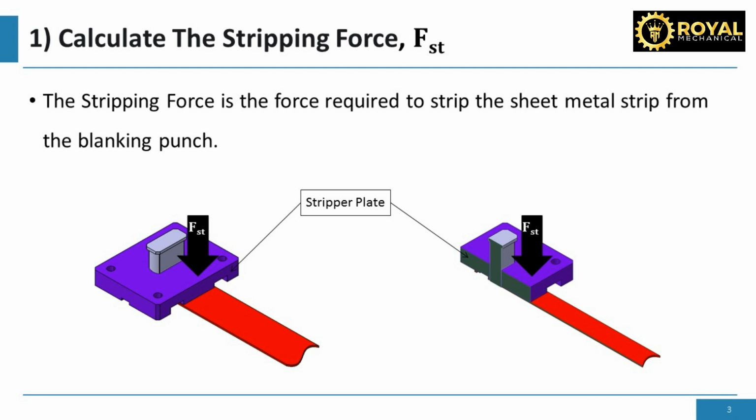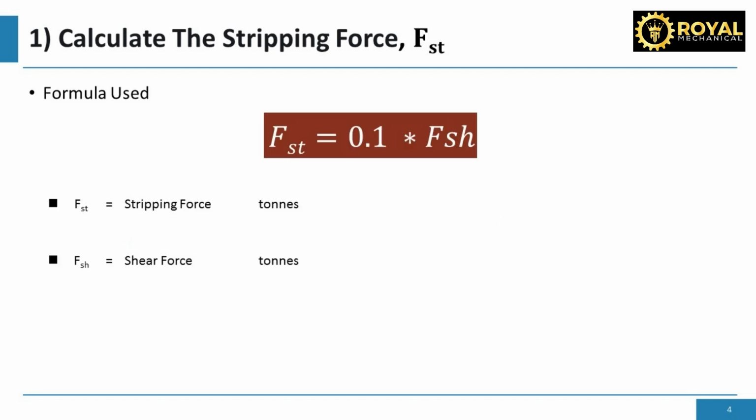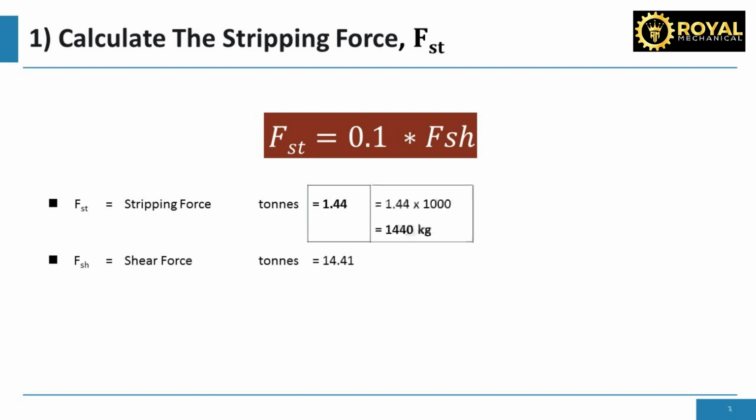The stripping force is the force required to strip the sheet metal strip from the blanking punch. The formula used to calculate the stripping force, FST, is FST is equal to 0.1 times the FSH, where FSH is the shear force. Remember, we had earlier calculated the shear force, FSH, as 14.41 tons. Substituting the shear force's value in the formula, we get stripping force, FST, as 1.44 tons.